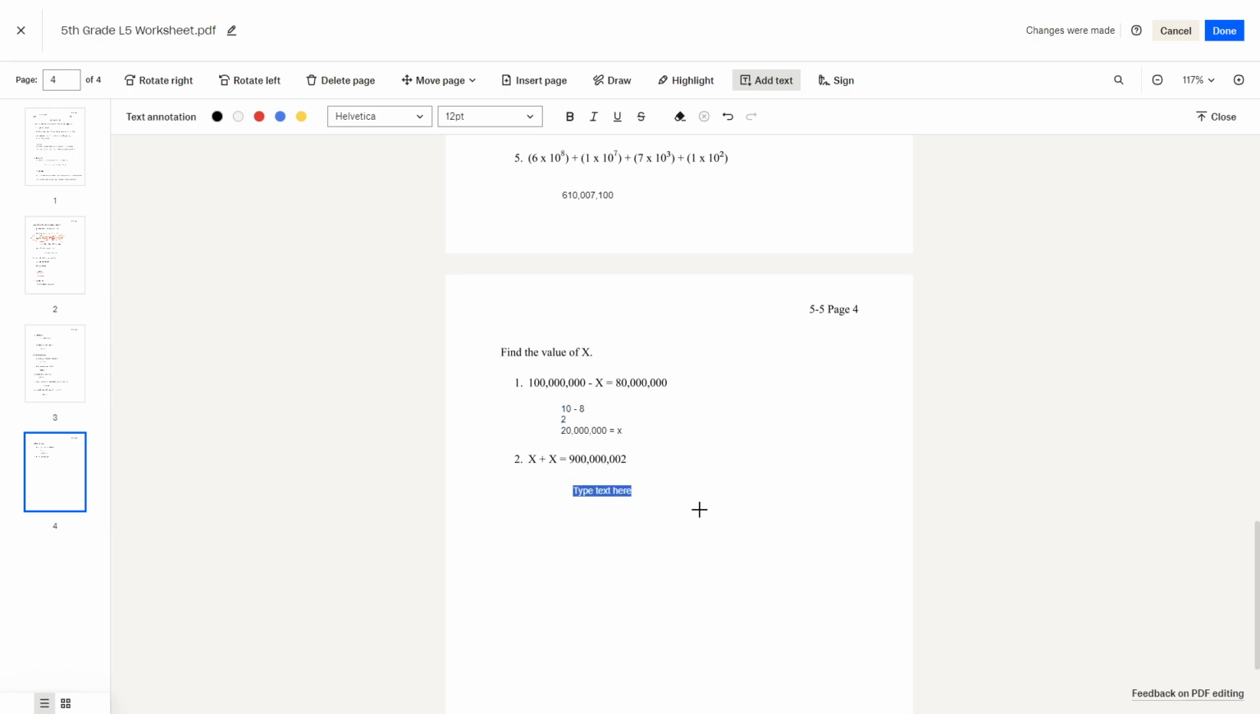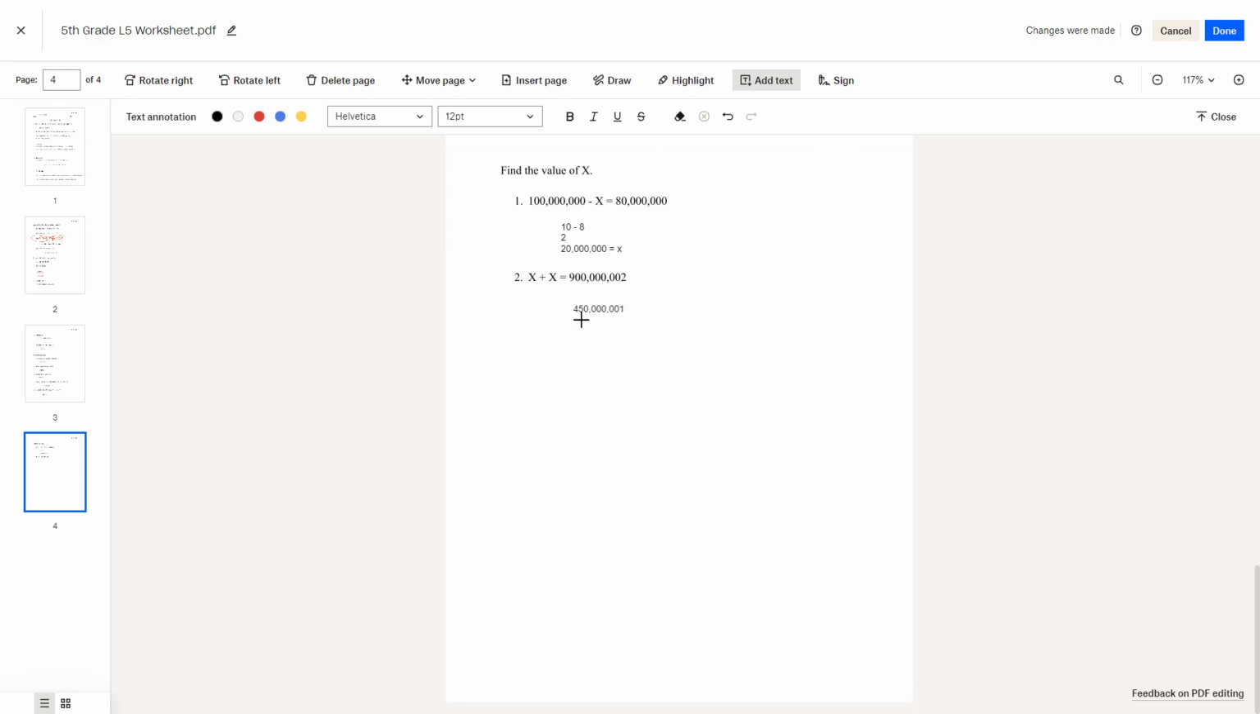x plus x equals 902 million. 900 million divided by 2 is 450 million. So we can start with that. 2 divided by 2 is 1, so your final answer should be 450 million and 1. That's going to be it for today.